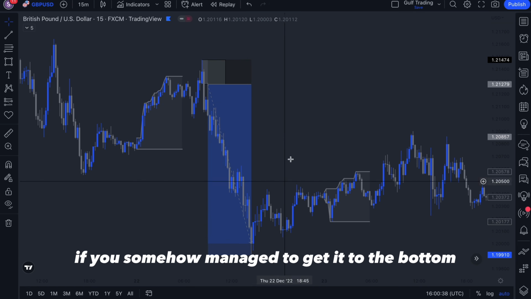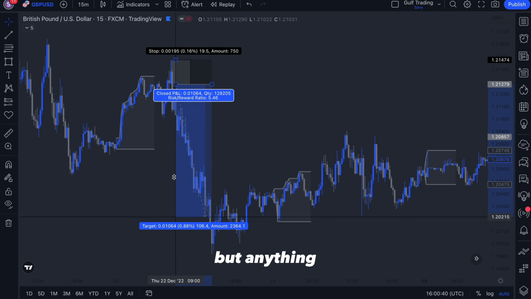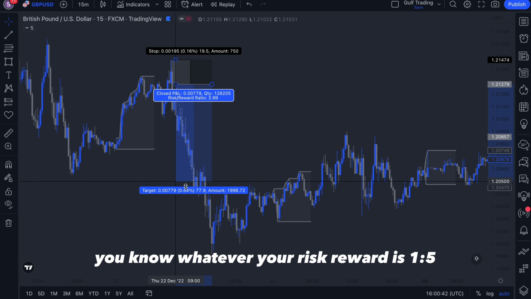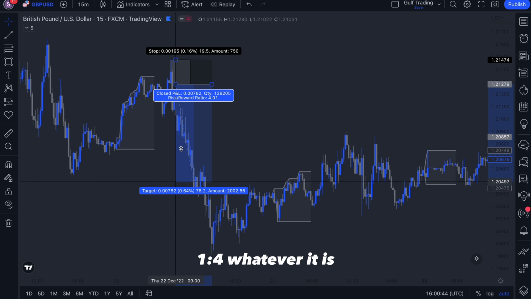If you somehow managed to get it to the bottom, which you wouldn't, but whatever your risk reward is, 1 to 5, that would have been easily doable, 1 to 4, whatever it is.